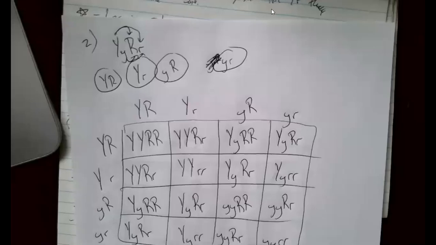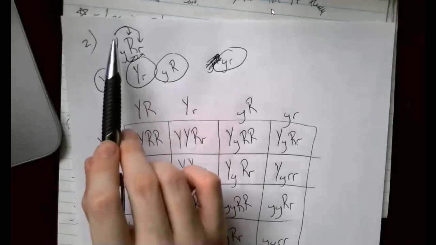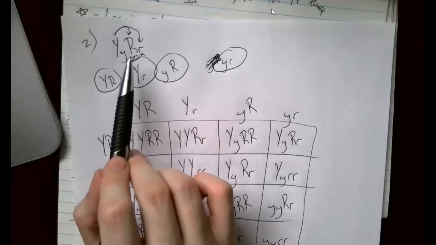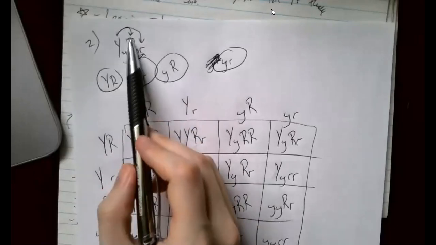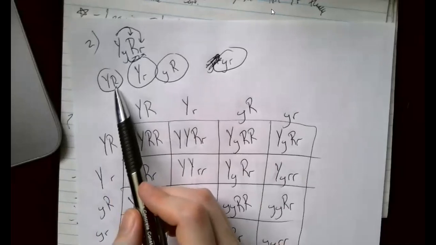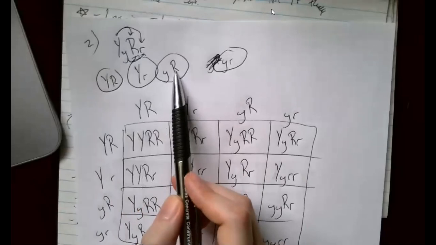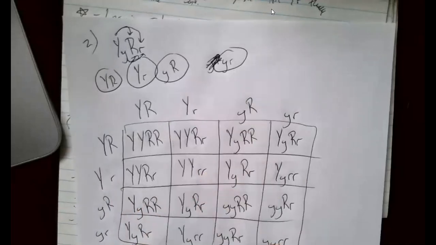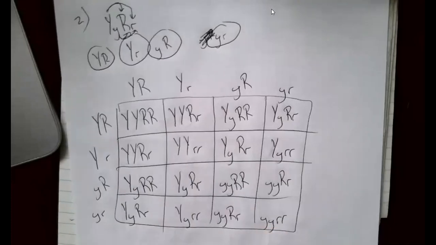Okay, so for question number 2, we're told that both parents are heterozygous, meaning that they have a capital and lowercase letter for both of their genes. When we FOIL this to get the gametes, you should have big Y, big R; big Y, little r; little y, big R; and little y, little r as your 4 gametes. And then you put them on your Punnett square and fill it in.